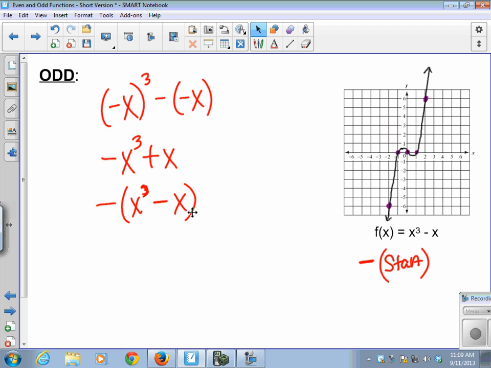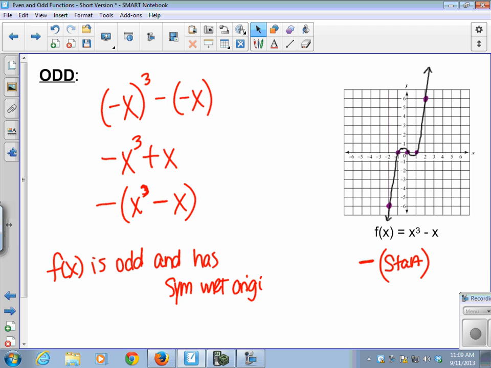So this function is one that is odd. So you would say f of x is odd and has sym WRT origin. Okay, this has origin symmetry. And you can see by the graph that if you rotated this around the origin, you would end up with the same thing.